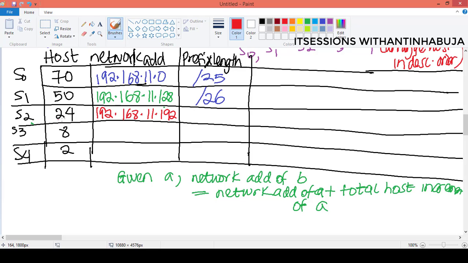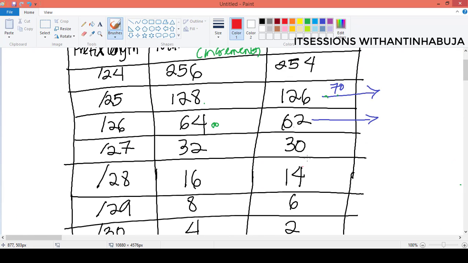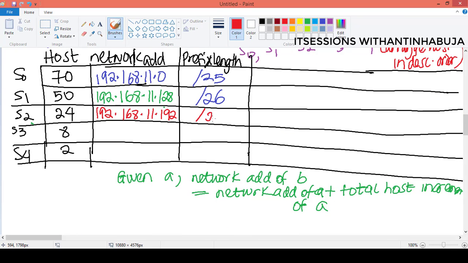Now, the total usable hosts given from our topology was 24. So we'll check for the prefix length where 24 usable hosts fall. We get our 24 here. So the prefix length will be slash 27. So you come back here and write slash 27.